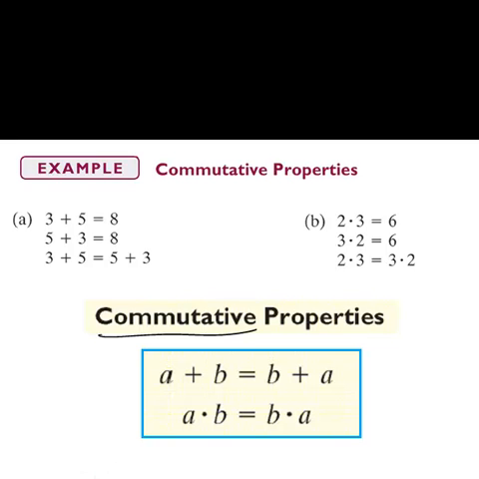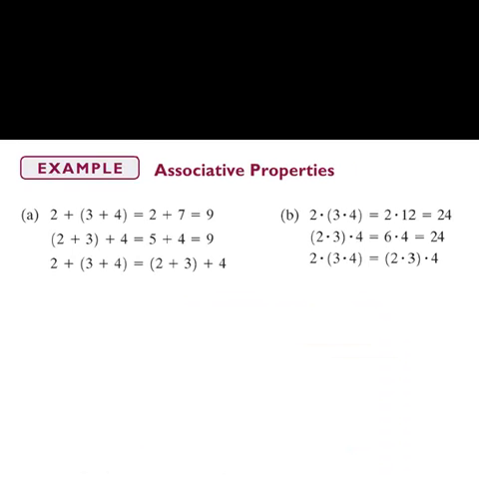So, for example, subtraction is not commutative because a minus b is not going to be equal to b minus a for most numbers a and b. In some instances, they might be the same. For example, if a and b are both 0, then this equation would be true. But for most any other numbers a and b, subtraction is not commutative.